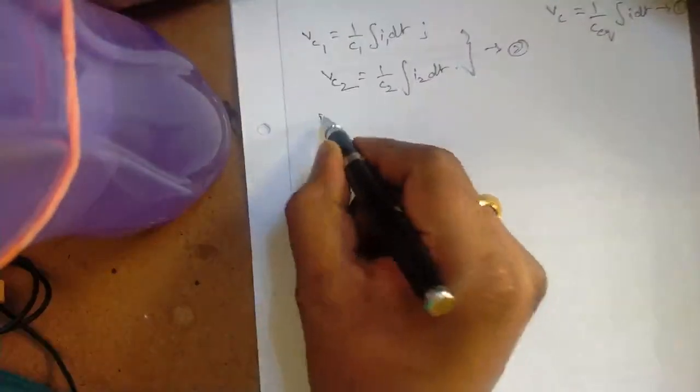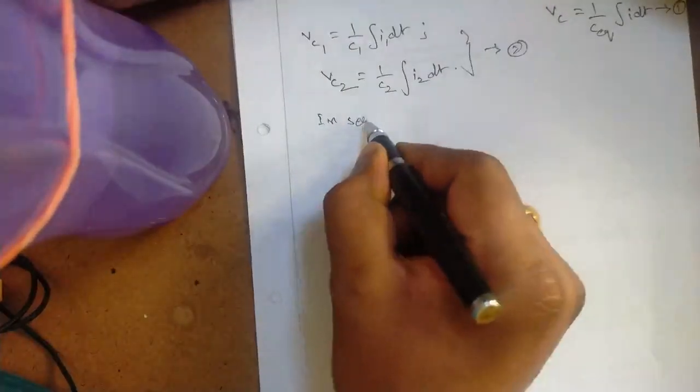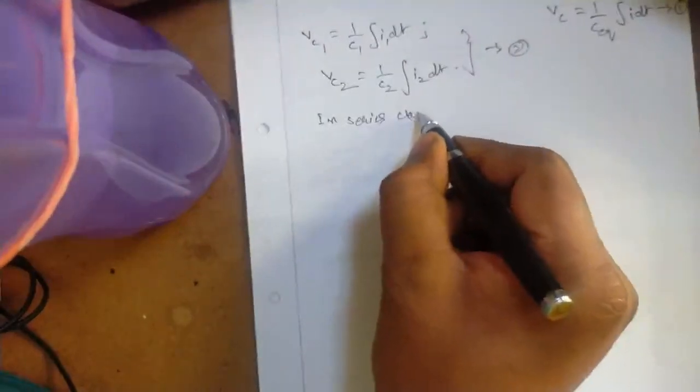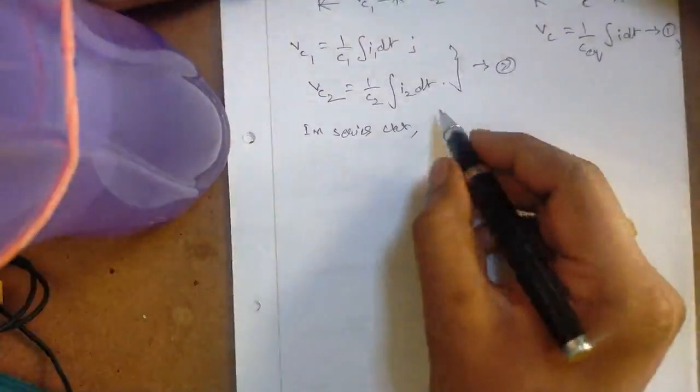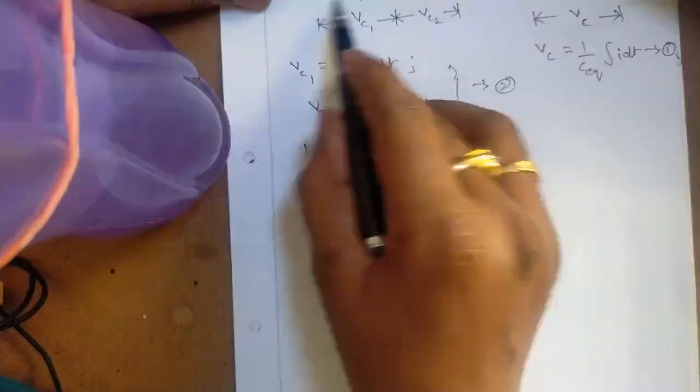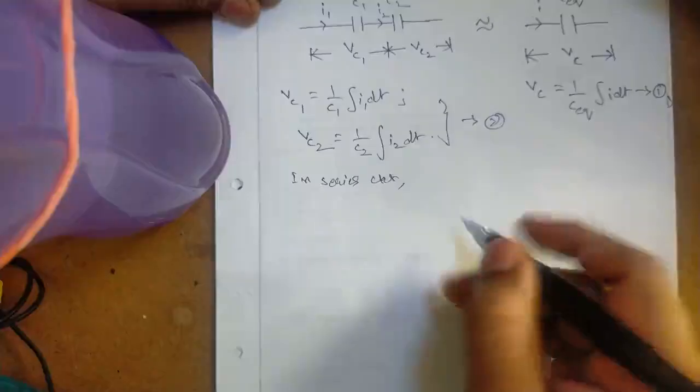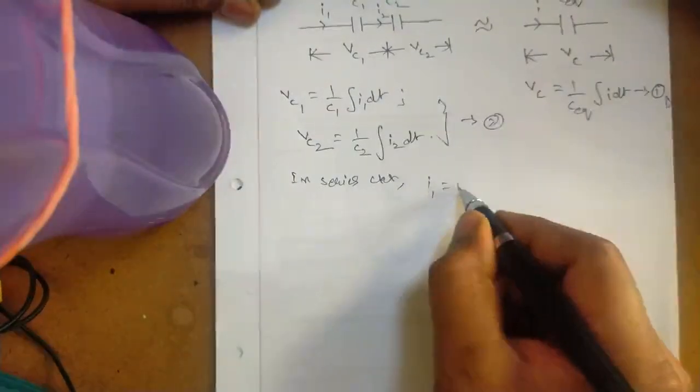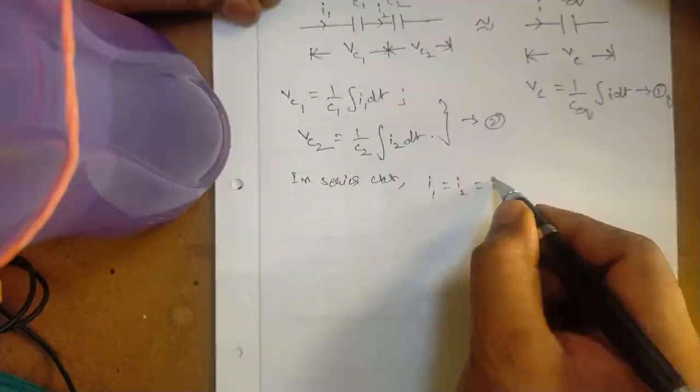But in a series circuit, we know the current is the same, that is, the current passing through all the elements is the same. I1 is equal to I2 is equal to I.